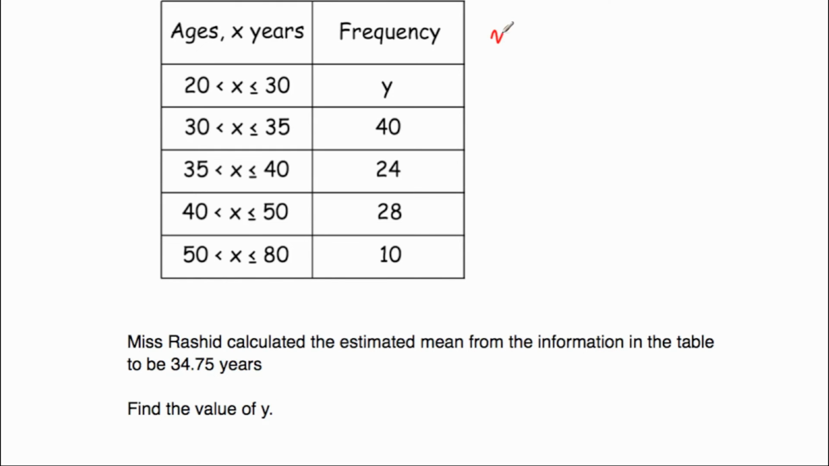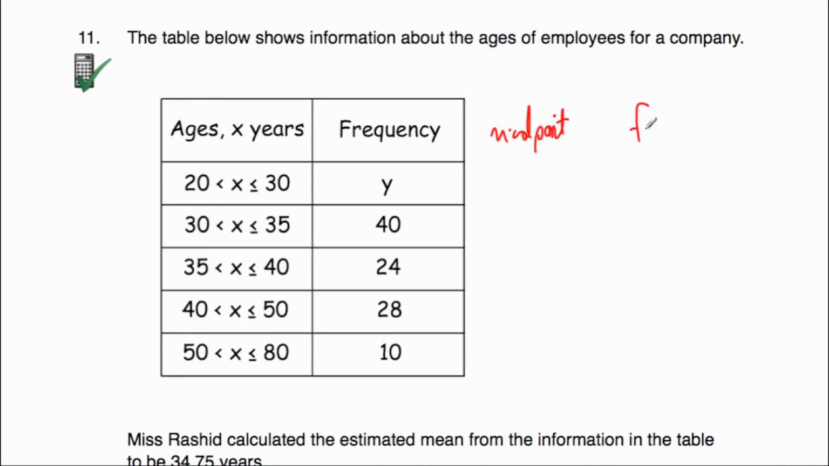Okay, so let's add on our columns for our midpoint and our fx. So let's work out our midpoints. Between 20 and 30, 25. Between 30 and 35 would be 32.5. Between 35 and 40 would be 37.5. Between 40 and 50 would be 45. And between 50 and 80 would be 65. I'm just going to check that. 50 plus 80 is 130, divided by 2 is 65.